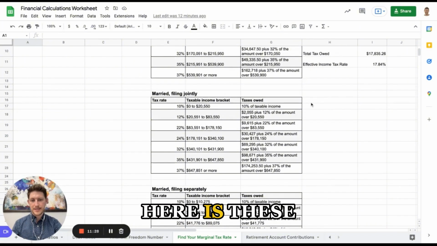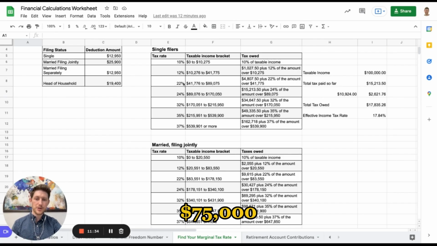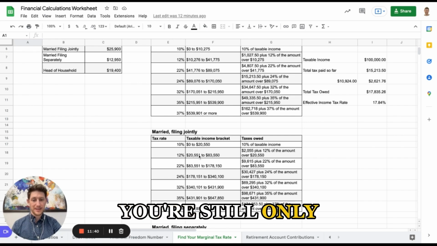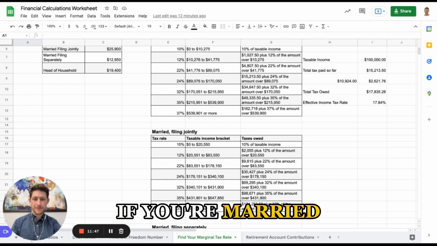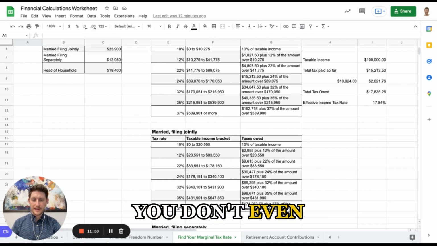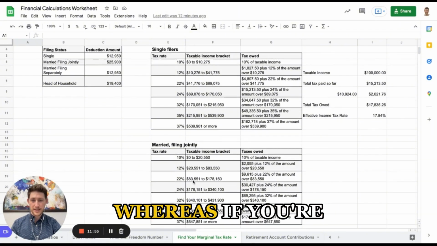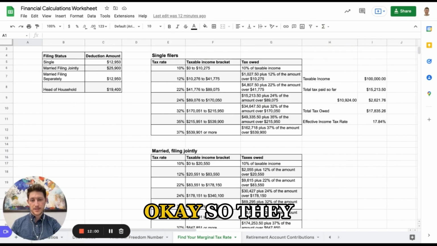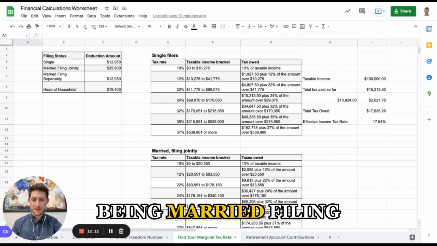What you notice here is these are just expanded. So single filers, if you earn $75,000, you're in the 22% bracket. Well, if you earn $75,000 married filing jointly, you're still only in the 12% bracket. So they're favorable rates if you're married filing jointly. You don't even get to the 24% bracket till you're earning $178,000 of income, whereas if you're single, you're in the 24% bracket once you're earning $89,000. So they just go a lot quicker when you file single. That is one benefit to being married filing jointly.